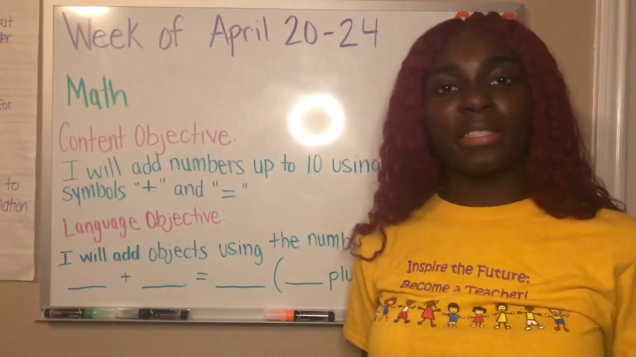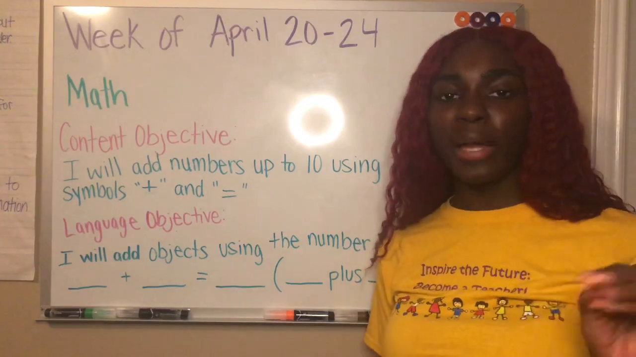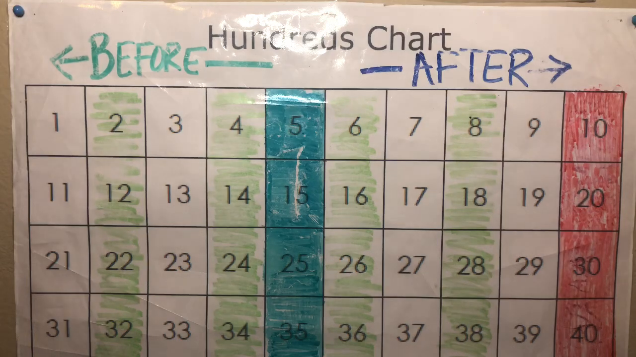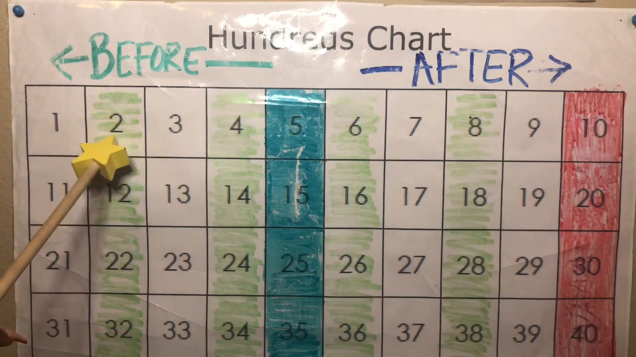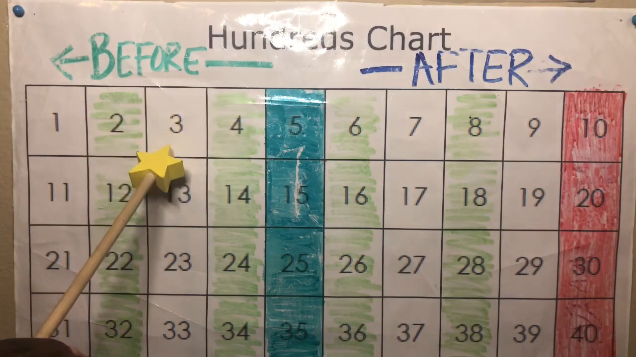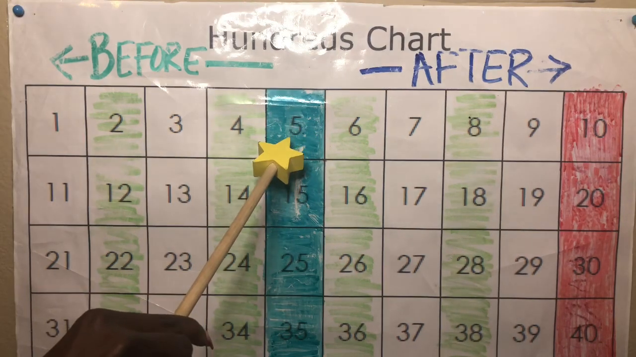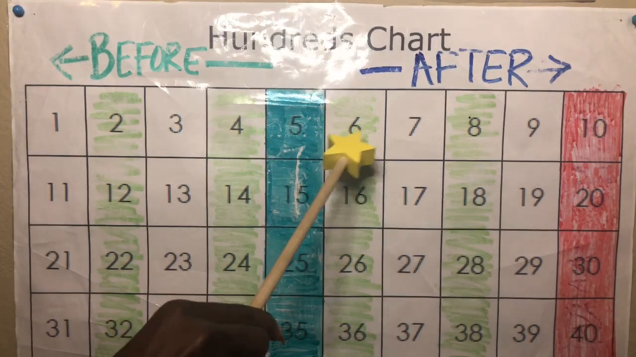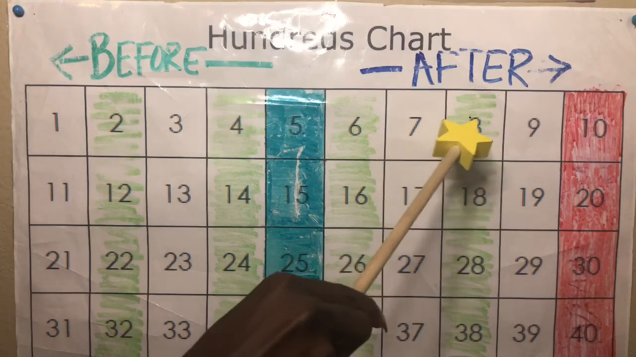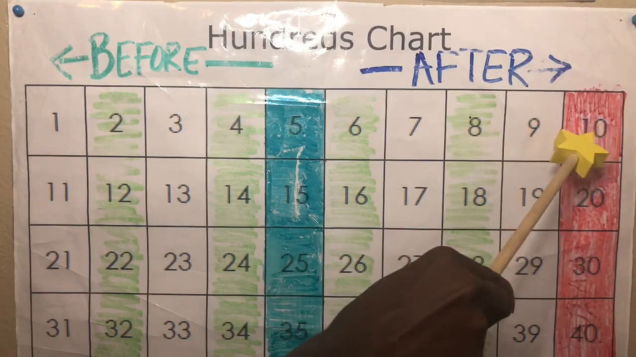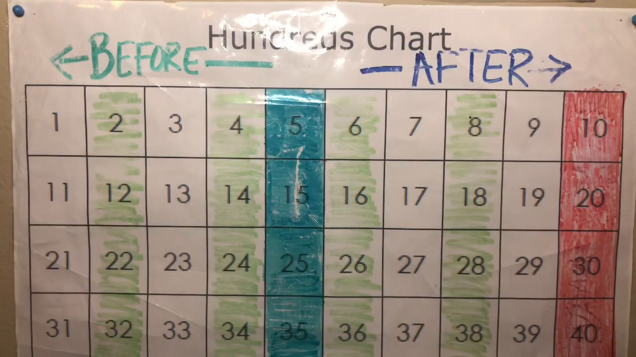But before we get into that, I want us to practice counting forward to 10. Can you count to 10 with me? 1, 2, 3, 4, 5, 6, 7, 8, 9, 10. Good job. Give yourself a round of applause.